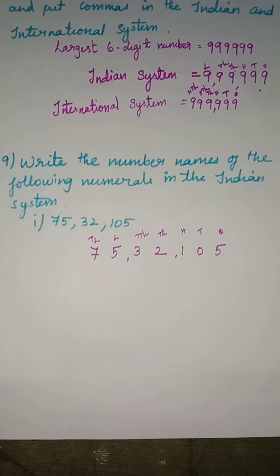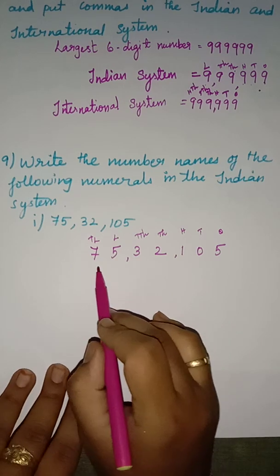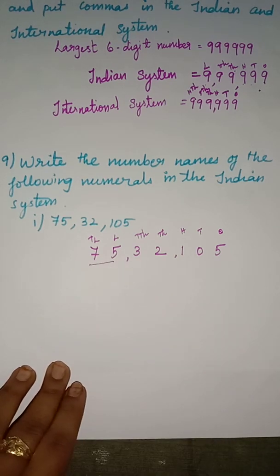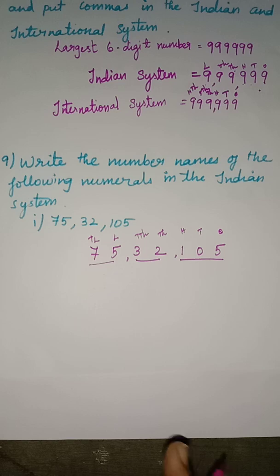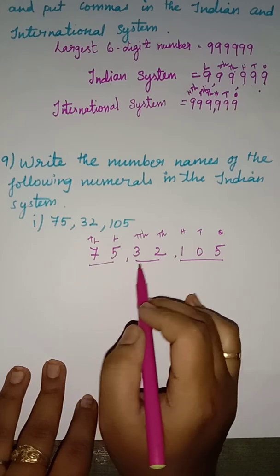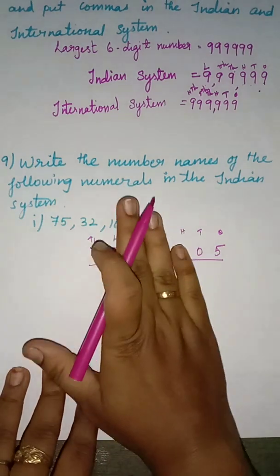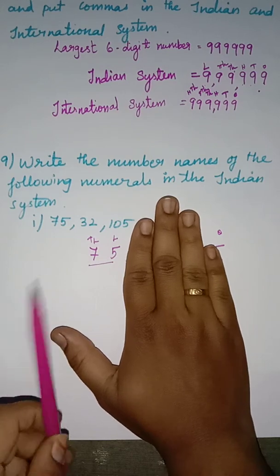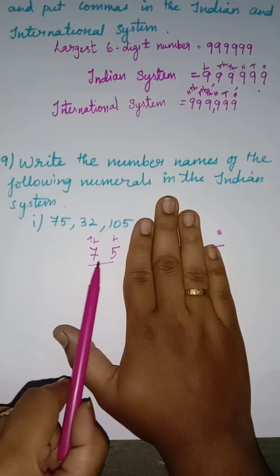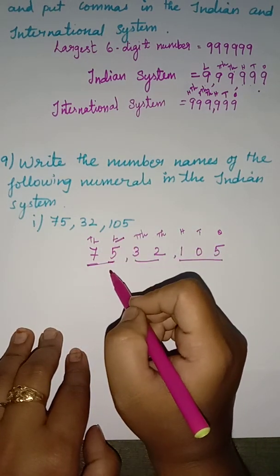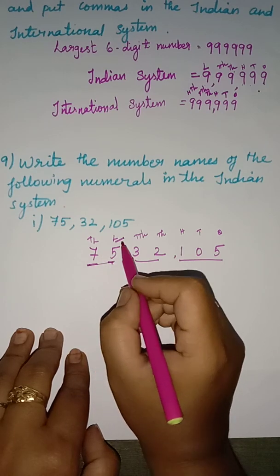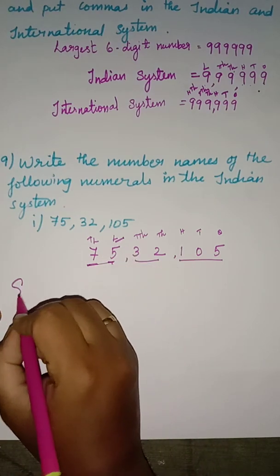Now just split it 2, 2 and 3. You see we have split it into 2, 2 and 3. Leave the other digits and see what the number is here: 75. So we write 75 lakh. Clear? 75 lakh. So write it here, 70.